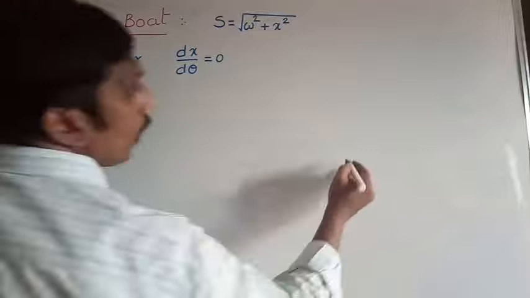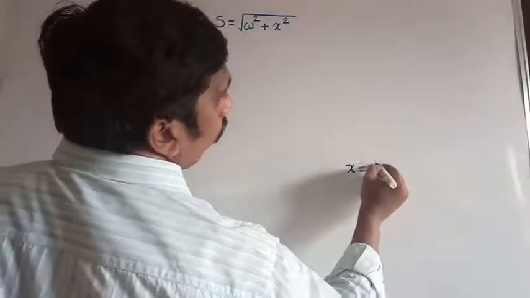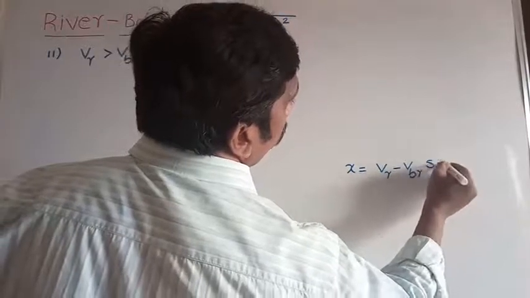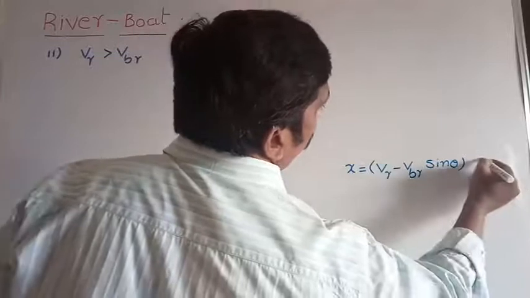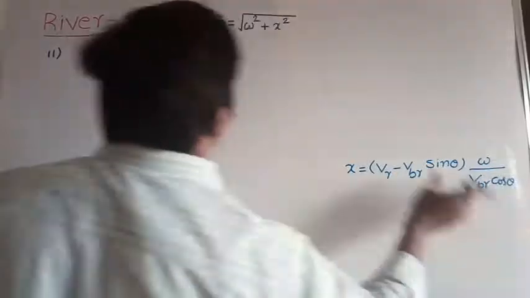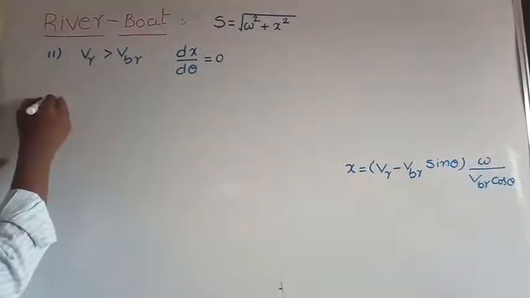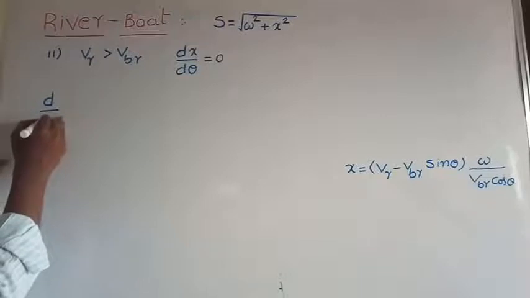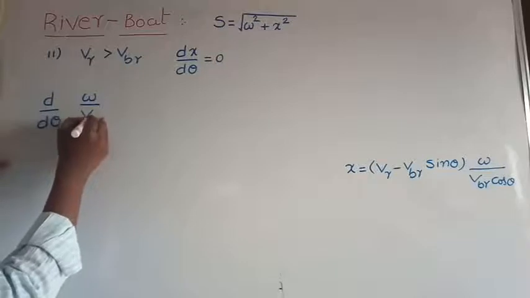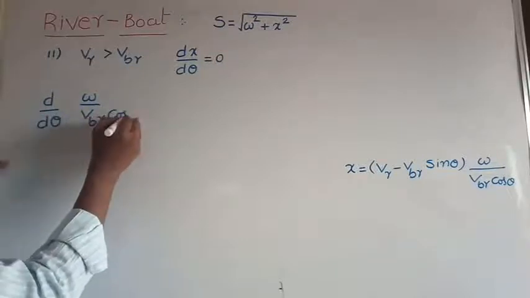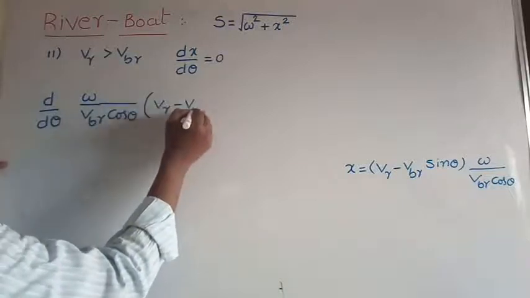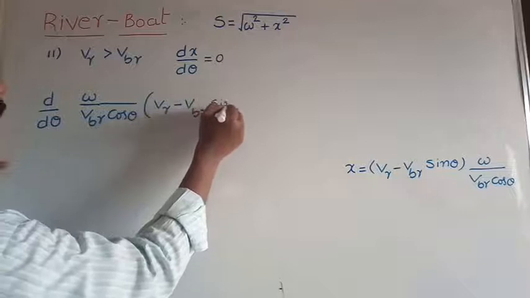Here we know the x value. x is equal to VR minus VBR sin theta, into the width of the river W by VBR cos theta. We substitute the x value here. Then we get d by d theta of W by VBR cos theta into VR minus VBR sin theta is equal to 0.